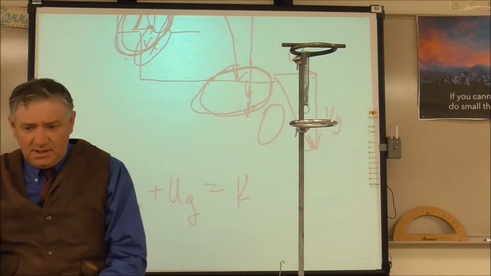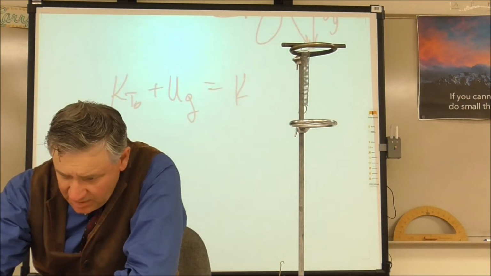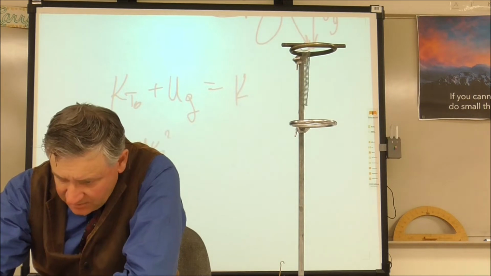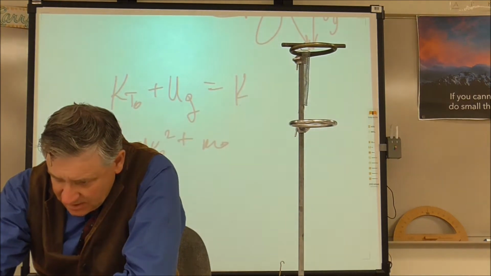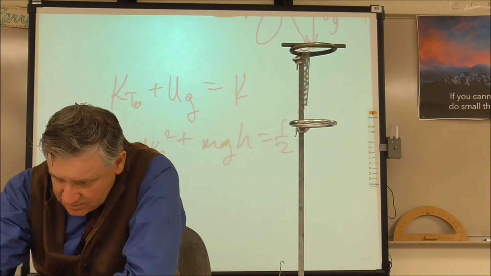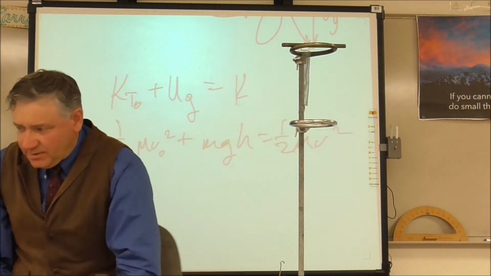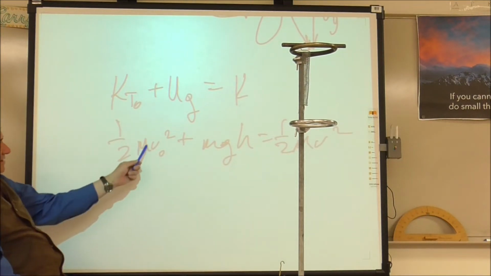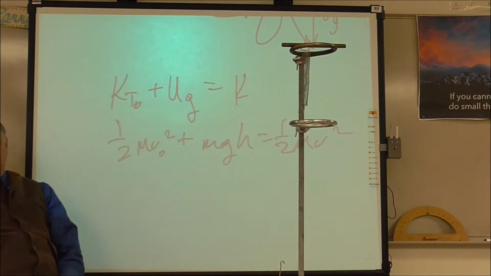Okay, put in the numbers. So that's 1/2 mv naught squared plus mgh equals 1/2 mv squared. Now, conveniently, the masses are the same, so what can you do with the masses?